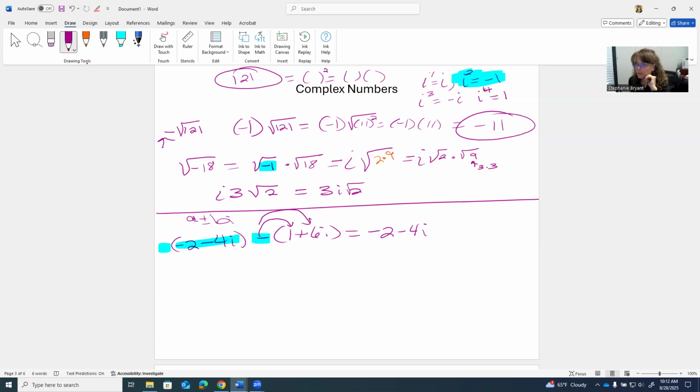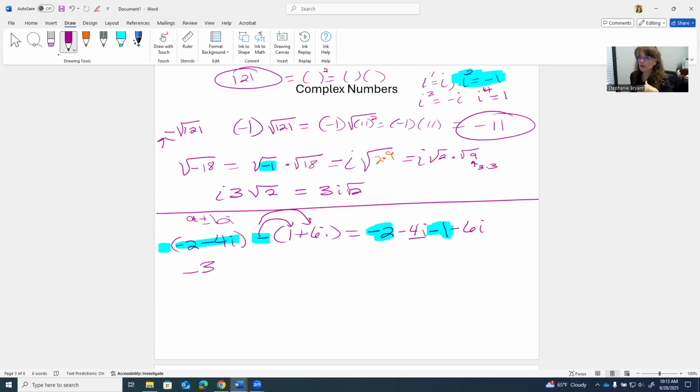So negative times positive, which is negative. My next step is I'm going to combine like terms. I see that this negative 2 and this negative 1 don't have the imaginary on them, they are real, so I'm going to put those two together first. So I got negative 2 minus 1. It's basically you're in the hole $2, you spend another $1, now you're in the hole 3.